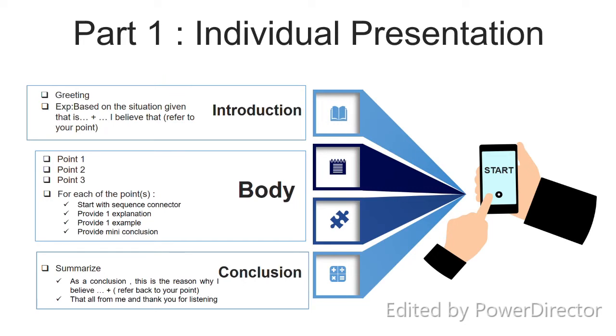After that, you should do your mini conclusion. Remember, this is mini conclusion and not summarize. So do not use a word like as a conclusion. No, not yet. So for provide mini conclusion, you may use something like, this is the reason why I'm saying that. So what is your point number one again? Then you say it again. So that is how you do mini conclusion.